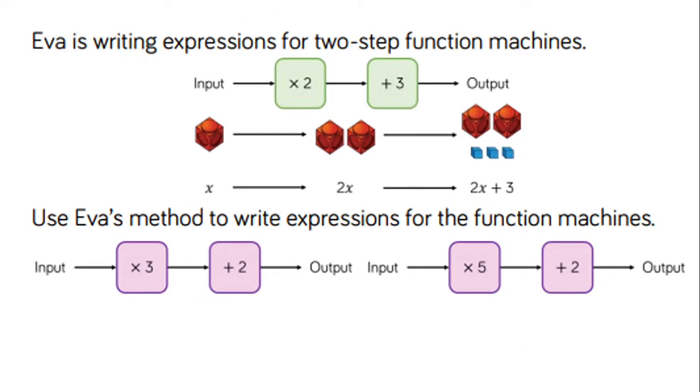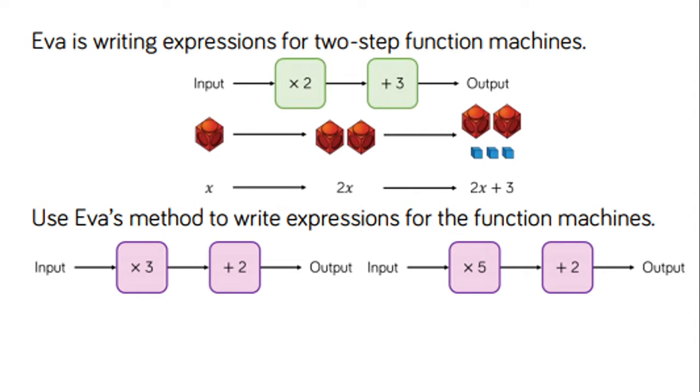Okay, next question. This time we've got a 2-step function machine. So Eva is writing expressions for a 2-step function machine. Have a little look at this question on your own. Read it more than once if you need to. Think about the answer, have a go. Pause the video, and then I will come back and go through it with you in a moment.